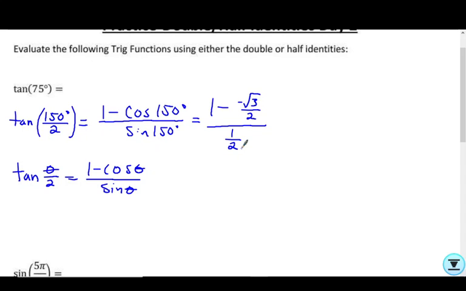So now we just have to simplify. Dividing by 1/2 is the same thing as multiplying by 2. So we're going to get 2 plus root 3 after you simplify. Okay.